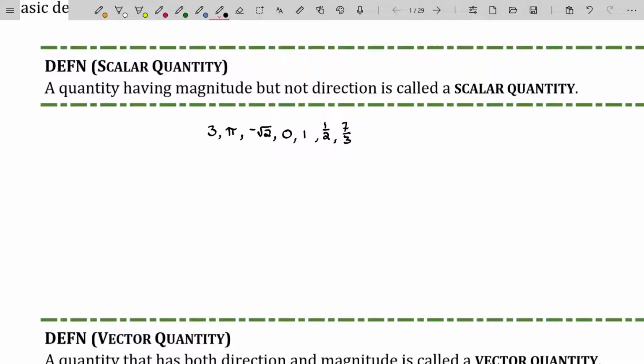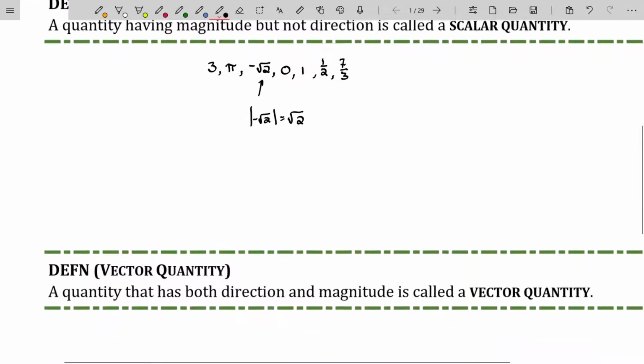They have magnitudes. For example, the magnitude of negative root 2 is actually just root 2. That's the size of the number. It's its distance from 0, if you will. That's kind of what a magnitude means.